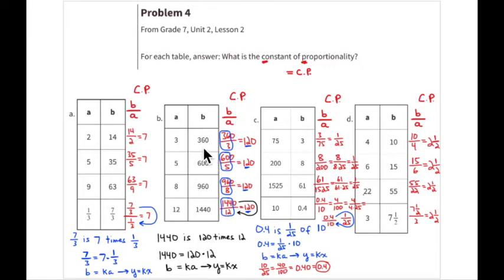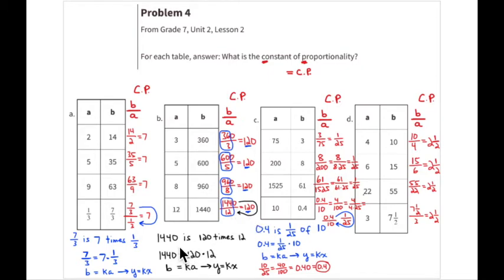So over here, it's more of the same. 360 divided by 3, 600 divided by 5, 960 divided by 8, 1,440 divided by 12. All of those are equal to 120. Now, if you divide each of these by 10 and just work with 36, 60, 96, 144, you might be able to see that that's 12 in each case. 36 divided by 3, 60 divided by 5, 96 divided by 8, and 144 divided by 12.